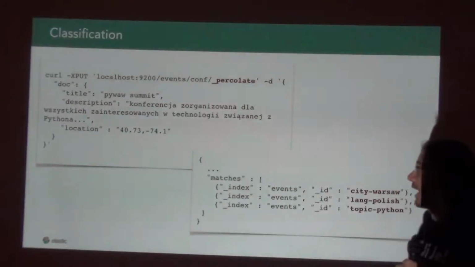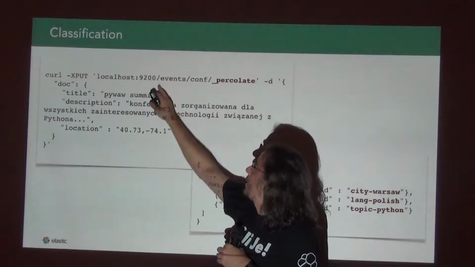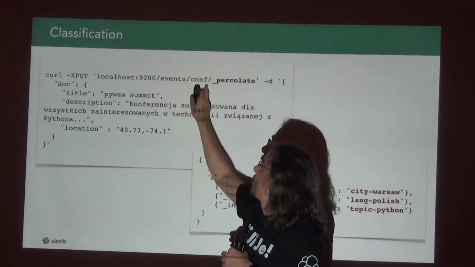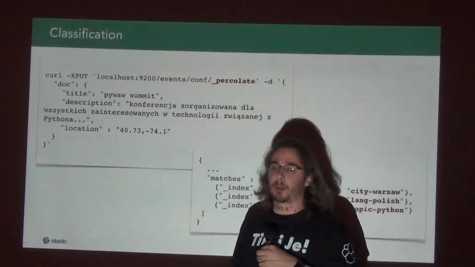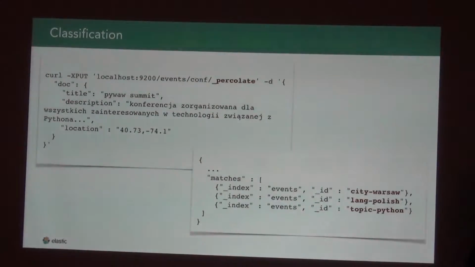And then when you actually have the document, you can just say, this is in that index, it's of the type conference, and I want to run percolation. And what you get back is the list of percolators that have actually matched on this document.